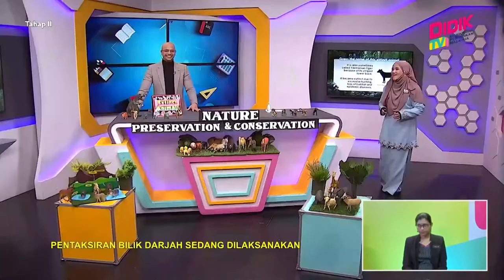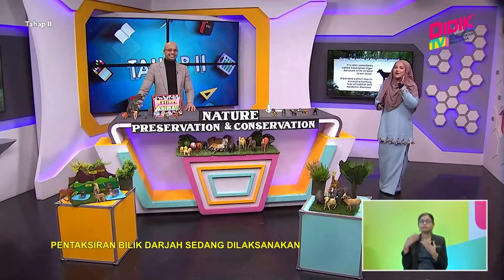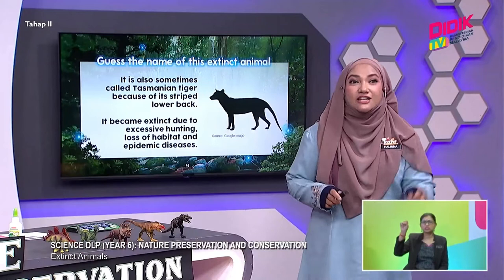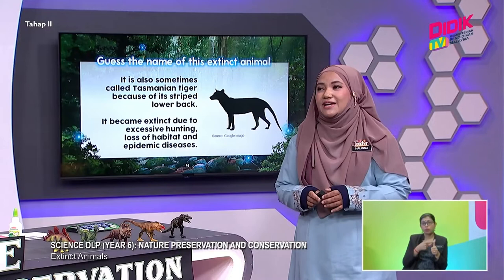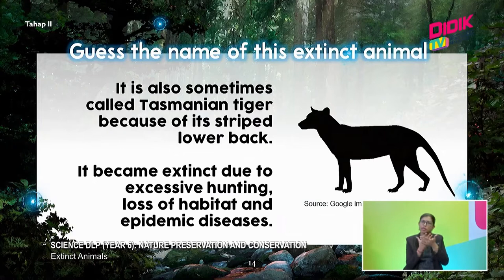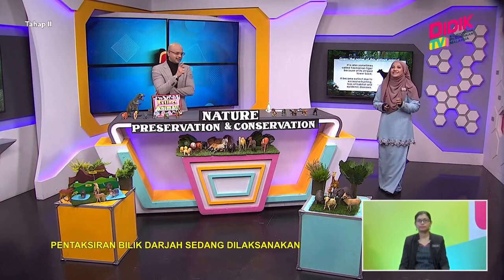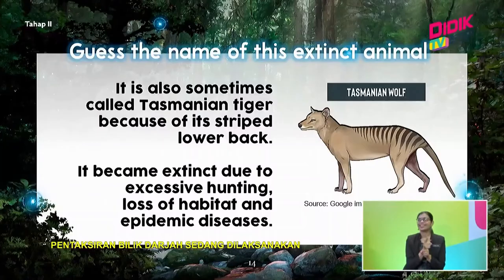Right. Last but not least. Sometimes this is also called a Tasmanian tiger, because of its striped lower back. It became extinct due to excessive hunting, loss of habitat, and epidemic diseases. Can you guess what the answer is? Another name for Tasmanian tiger is the Tasmanian wolf. Aha! Tasmanian wolf? Yes, it is! Just like a wolf.